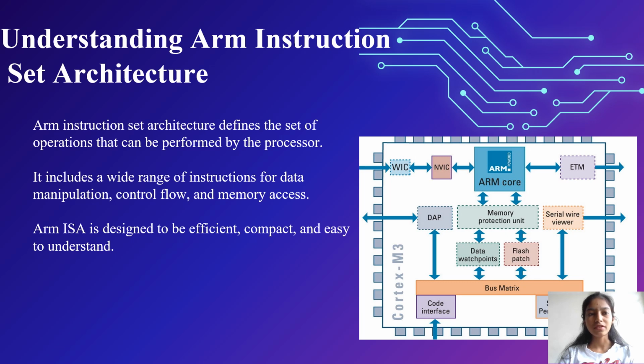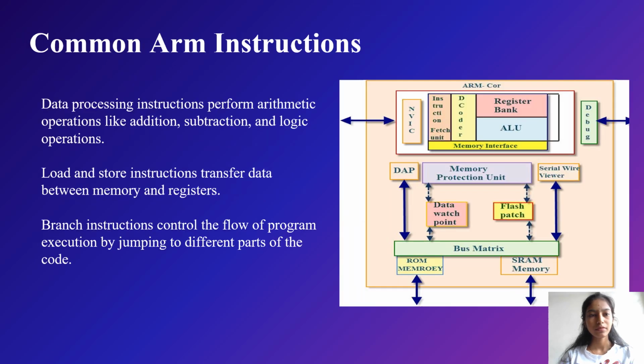Understanding the ARM instruction set architecture. The ARM instruction set architecture defines the set of operations that can be performed by the processor. It includes a wide range of instructions for data manipulation, control flow, and memory access. The ARM ISA is designed to be efficient, compact, and easy to understand.